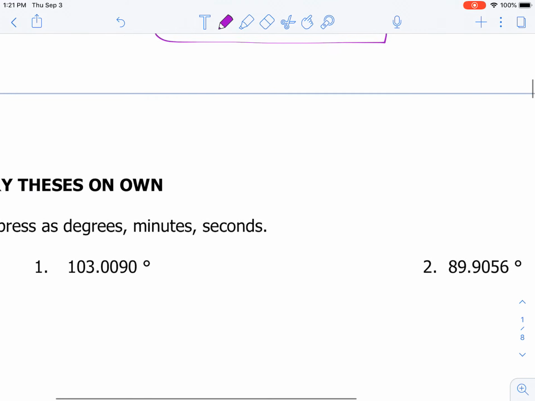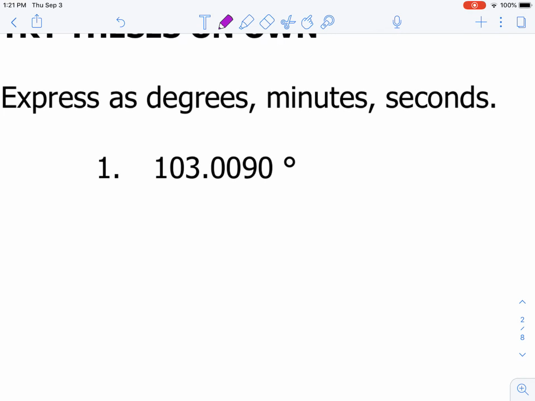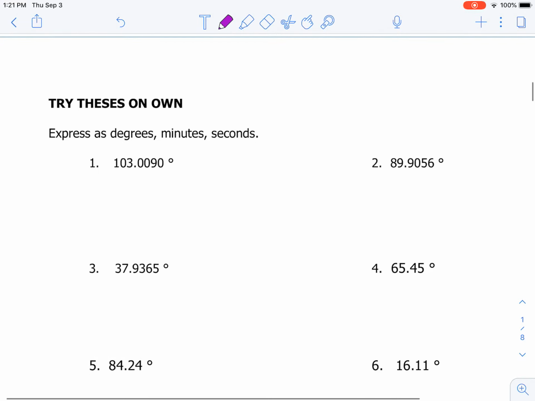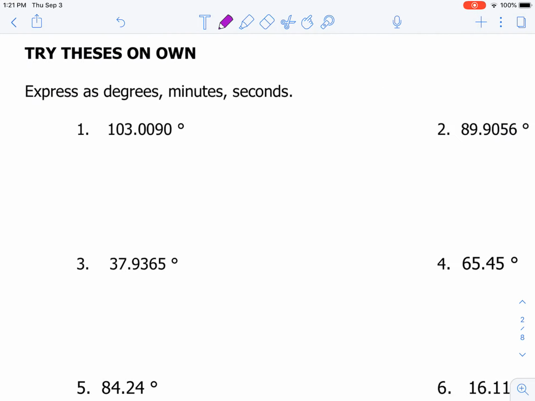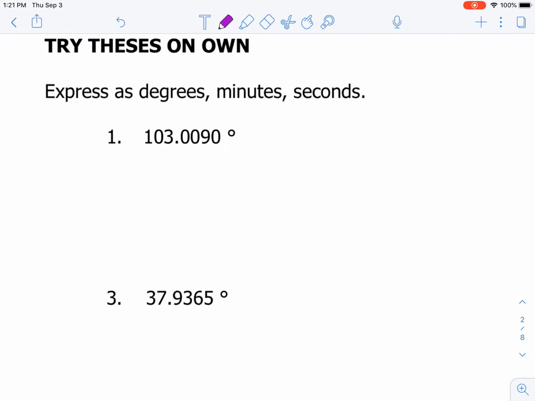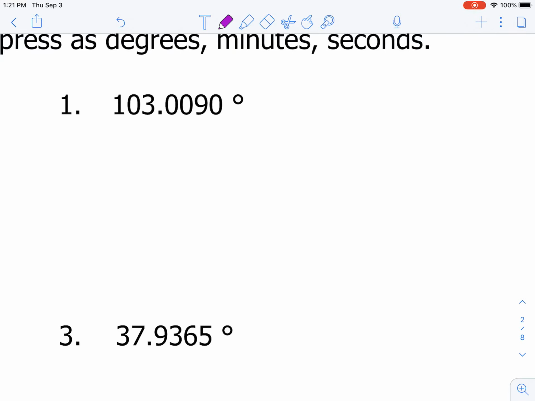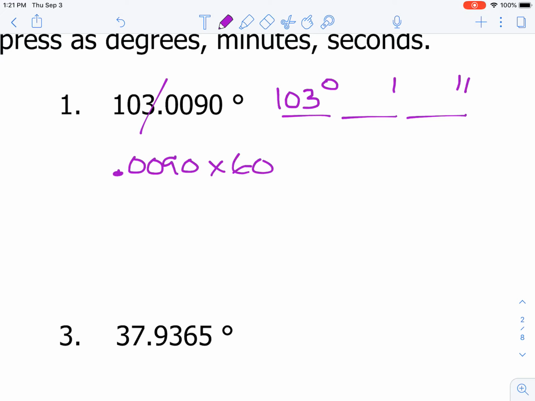Right? I want to do one more with you. Let's do this one. So we'll do two more together. So this is taking degrees and making it into degrees, minutes, and seconds. So this is back to the multiplication. We take off that 103. That 103 is the degree part of the answer. And we take just our decimal and we multiply it by 60.